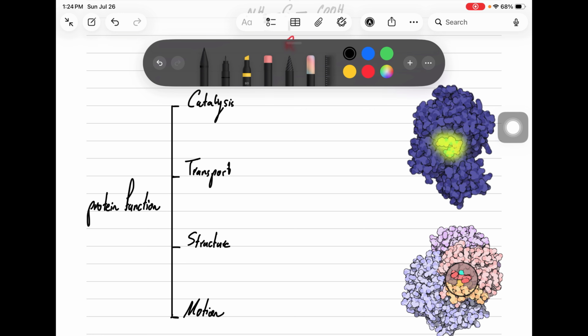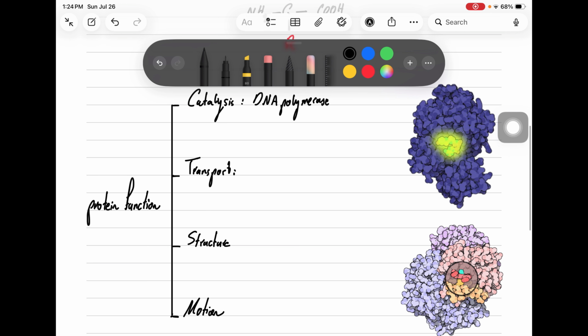As for catalysis, we can use DNA polymerase as an example. DNA polymerases are those that help in DNA replication. As for transport, we can talk about hemoglobin, which is the structure that we have right here. This is the active site of the hemoglobin, which we will talk about in the protein chapter. As for structure, we can mention collagen, which is basically a connective tissue. And as for motion, we can talk about actin and myosin, which are mostly in biochemistry, but which I haven't made a video on yet, but I will do it soon.